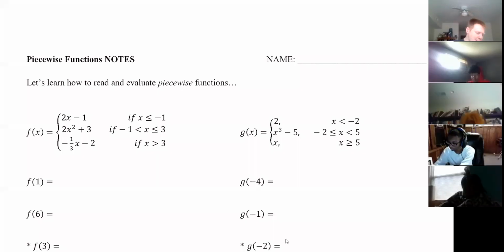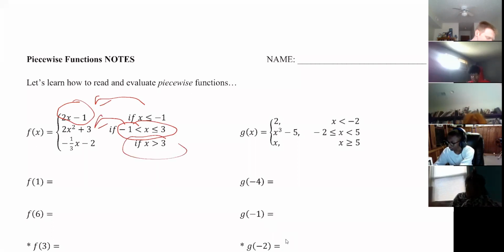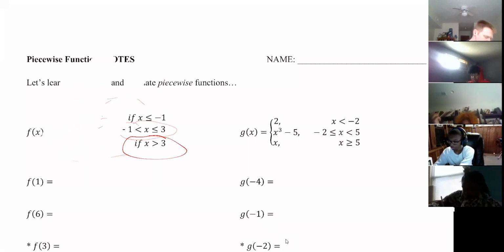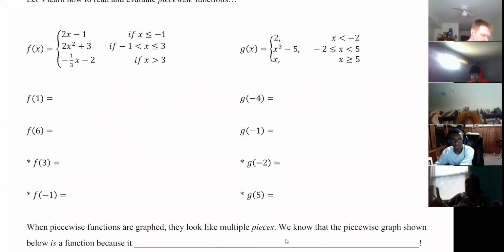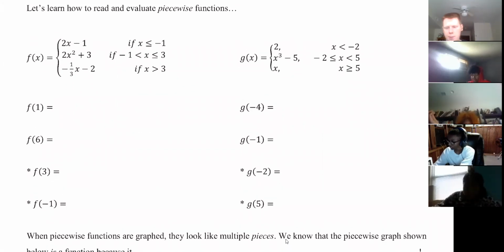Okay, so looking at these piecewise functions, you can see, for example, if your x is less than or equal to -1, you plug it into this function. If your x value is between -1 and 3, not including -1 but including 3, you would plug it into this function. If x is greater than 3, but not equal to 3, you plug it into this function. So to evaluate a piecewise function, the first thing is to ask yourself, what function am I going to be going into based on these domain restrictions?